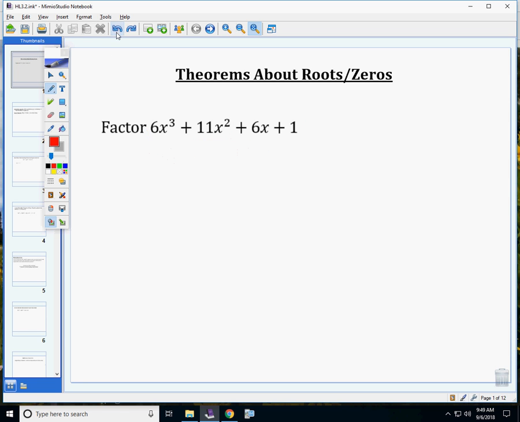We're going to use long division or synthetic division. I prefer synthetic division because it's much faster, much easier.